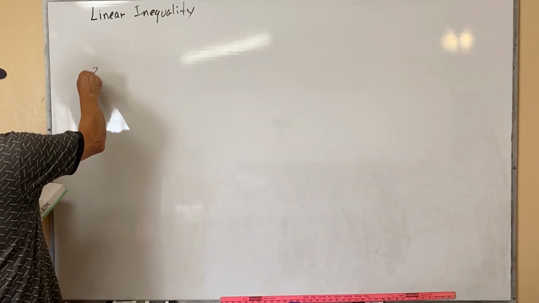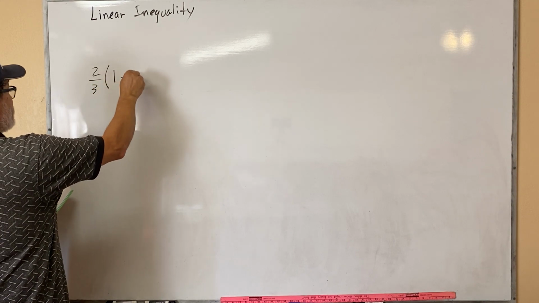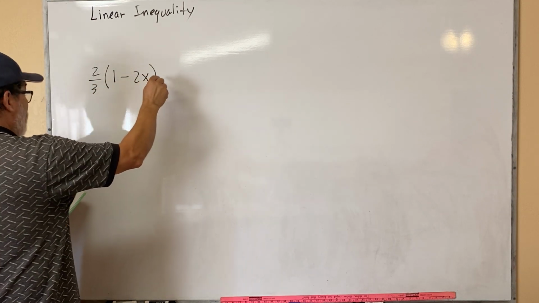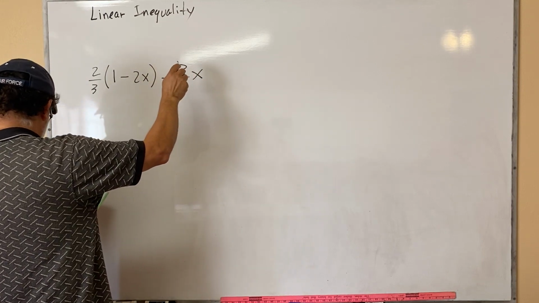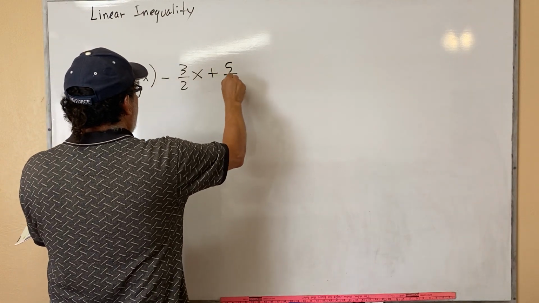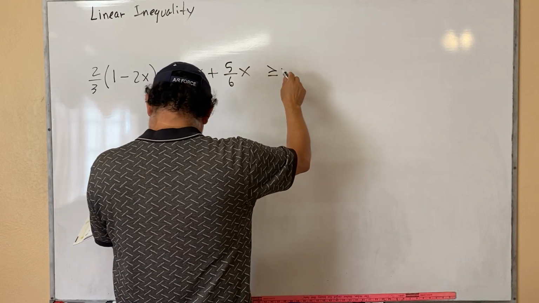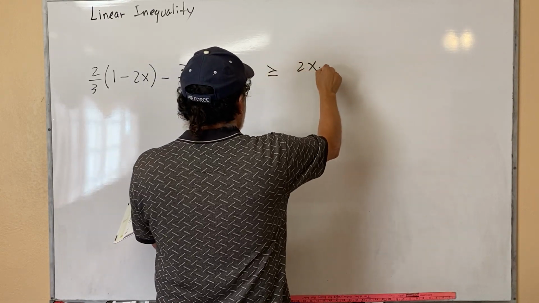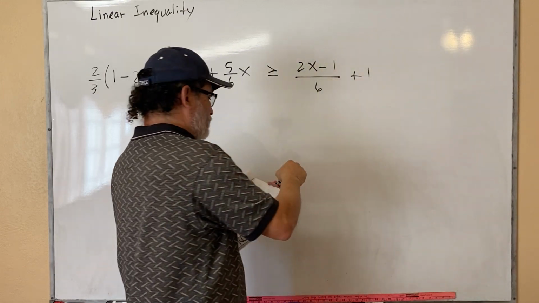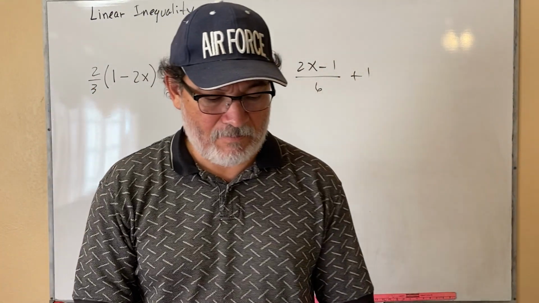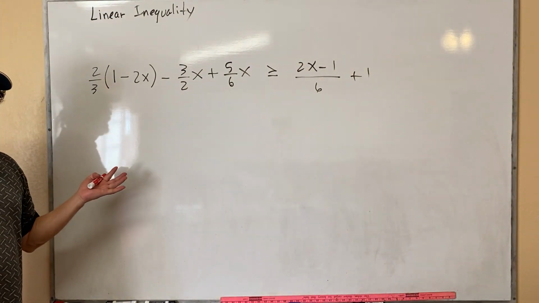Here is 2/3 times (1 minus 2x) minus 3/2 x plus 5/6 x, greater than or equal to (2x minus 1)/6 plus 1. There it is, look. Okay, so I'm going to multiply everything by the LCD.